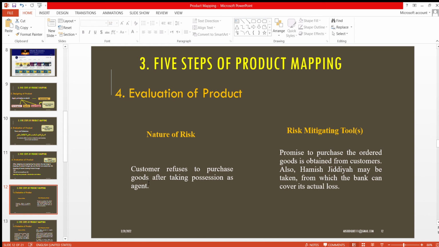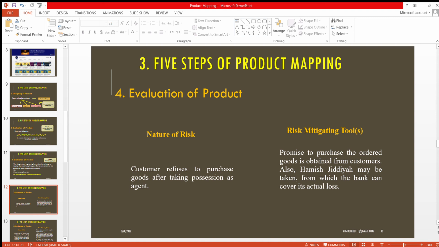Why that first stage? That was suggested by the risk management team, because it was possible that a customer asks the Islamic bank to buy a car and says he will then buy it from the bank. Here the Islamic bank faces a big risk: if it purchases the car and the client then refuses, there will be a loss to the Islamic bank. So to mitigate that risk, we ask him to submit a promise and also a security deposit known as hamish jiddiyyah. So this is the risk which is in a Murabaha.